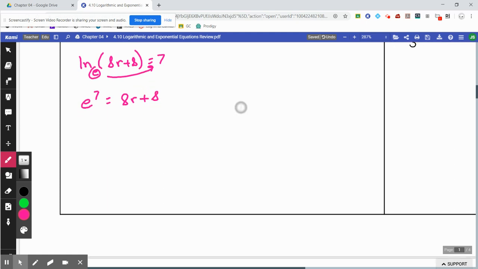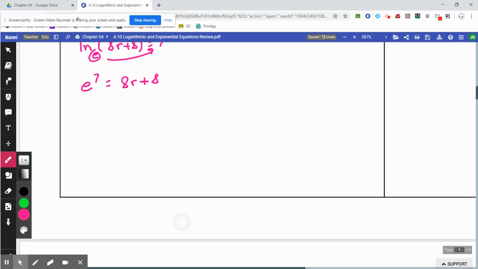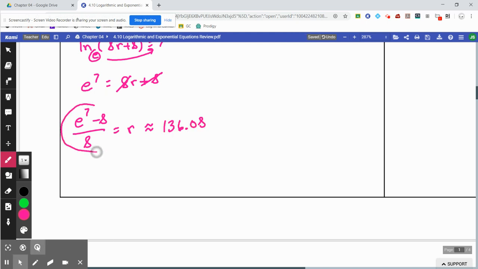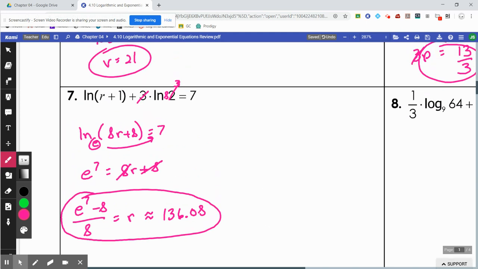And from here, if you want to leave it exact, let's go ahead and move the plus 8 by doing minus 8. And for multiplication by r, or multiplying by 8, let's divide by 8. And there's your exact answer. Type that in to get an approximate answer, and you'll get about 136.08. There's your two answers.